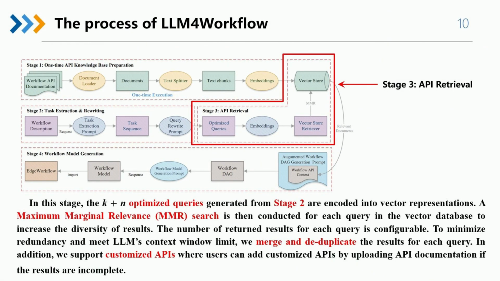Stage 3 is API retrieval. In this stage, LLM-4 Workflow executes the retrieve step of the rewrite-retrieve-read framework. LLM-4 Workflow traverses the optimized queries and performs the maximal marginal relevance search in the vector database. After traversal, the results are merged and deduplicated. We can manually remove irrelevant APIs and customize relevant APIs that were not retrieved.